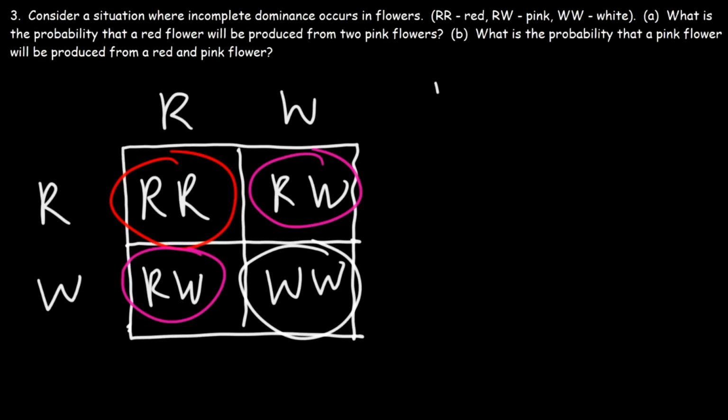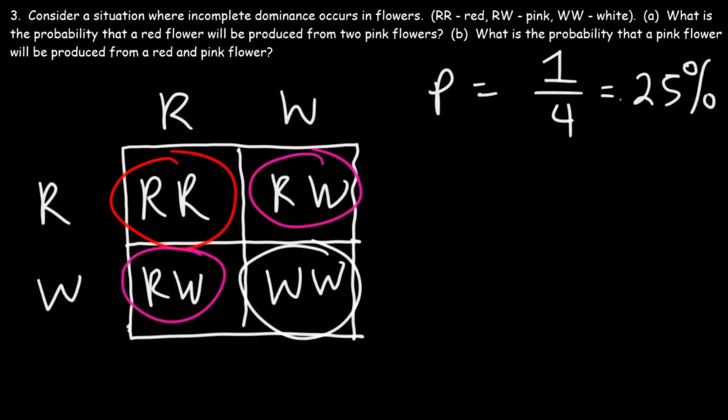So we're looking for red flowers, so we only have a total of 1 red flower out of 4. So 1 divided by 4 is 0.25 times 100, so that gives us a probability of 25%. So there's a 25% chance that a red flower will be produced from the 2 pink flowers.